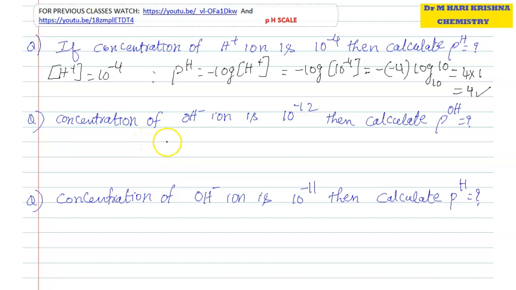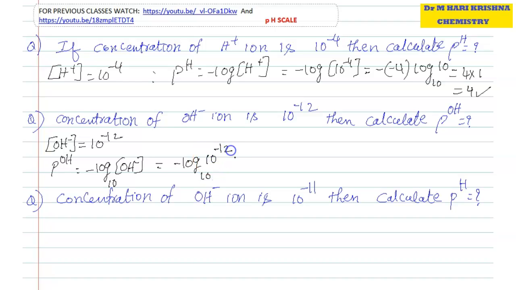Next, concentration of OH minus ion is 10 power minus 12. Then calculate pOH. So they given concentration of OH minus is 10 power minus 12. So we know the formula pOH equal to minus log concentration of OH minus base 10. So substitute the value minus log base 10, 10 power minus 12.